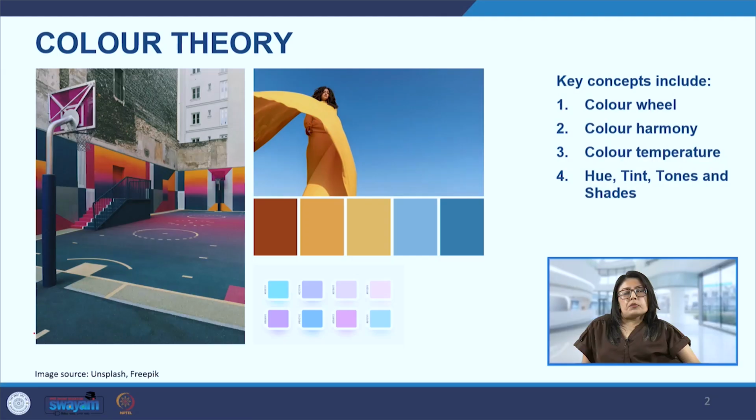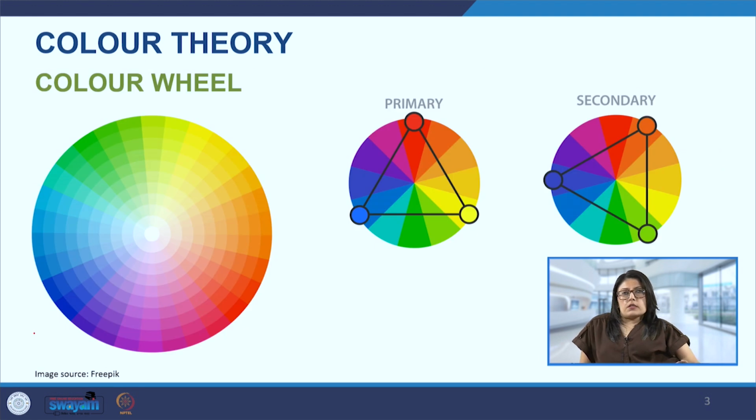So, color theory we can understand as a set of principles or guidelines that help us create nice visuals, to have how to create pleasing and effective compositions. So we'll see how we can do that with the help of colors. So this is a basic color wheel.